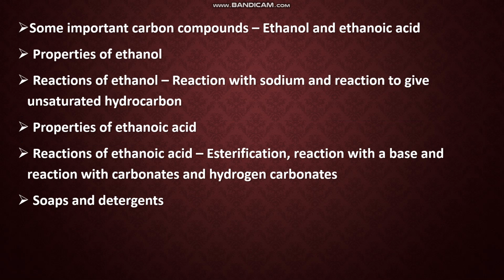Next, we learn the properties of ethanoic acid. What is its common name? Why is it called glacial acetic acid? All this we have learned. Then we learn the reactions of ethanoic acid. Three reactions we learn: esterification, reaction with a base, and reaction with carbonates and hydrogen carbonates. Esterification reaction means ethanoic acid reacts with ethanol, an acid and an alcohol reacting. We are getting an ester, another class of organic compound, and water.